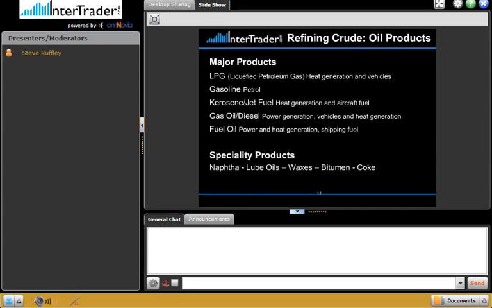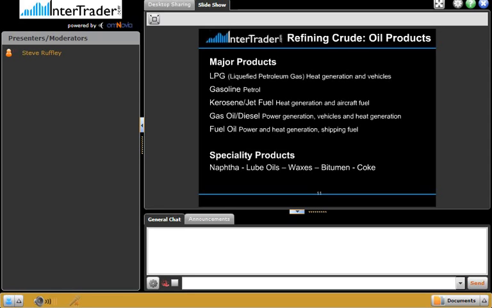So when we talk about refining crude, the main things we want to get are things like LPG, for heat generation and vehicles. Then gasoline, obviously a huge one that we all know. We all know what's happening in the oil market by what's happening at the petrol pumps. They have a direct correlation. Unfortunately, when oil prices get smashed and come down quite rapidly, it doesn't as quickly filter through to petrol prices. But that's just the nature of the game, unfortunately.